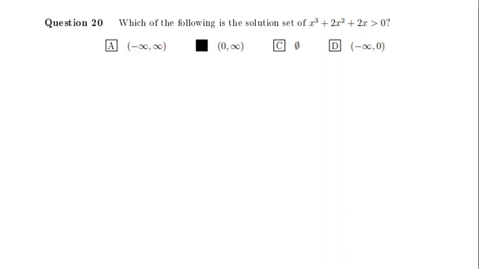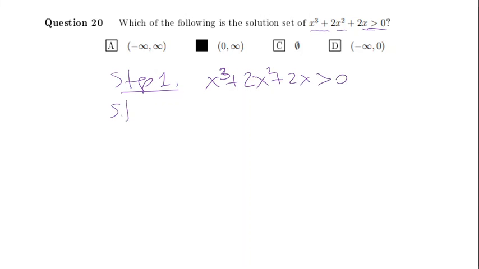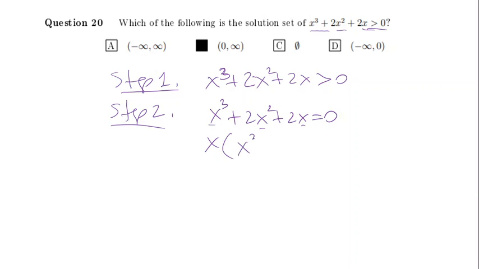Now let's look at the solution set of this problem here. We have x cubed, x squared, and x, bigger than 0. So it's already in standard form. The only thing left here is to find the roots of this polynomial. So you set it equal to 0 and try to get the roots. x is a common factor, so you have x squared plus 2x plus 2 equal to 0. And we have two cases here: x equal to 0, or this whole thing is equal to 0.